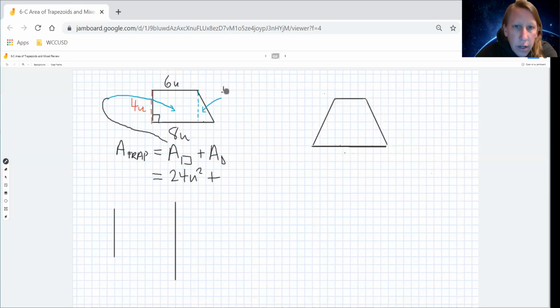Well, the area of that triangle is half the triangle's base times the height. Do we know the base of the triangle? Well, if this part is 6 and this whole part is 8, and I take off this 6, that's 2. You can see this has 2 units along the bottom. And this is also 4 units. So what's the area of this little triangle? It's half of 2 times 4. Half of 2 is 1.